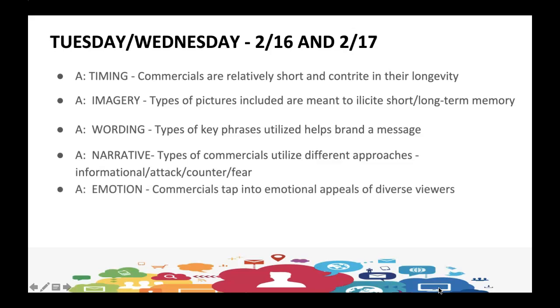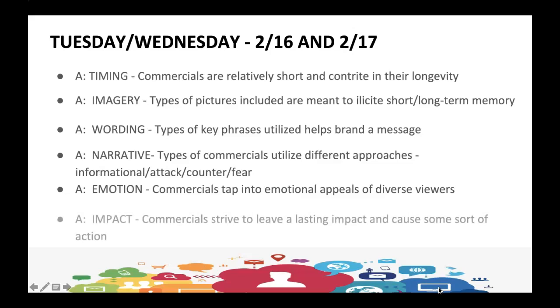Emotional appeals and tailoring to them can also be beneficial. Commercials tap into emotional appeals of diverse viewers accordingly, and sometimes the more emotional a commercial is, the more impactful it may be in the long term. Speaking of impact, overall, political campaign commercials strive to leave a lasting impact and cause some sort of action amongst the viewers. Whether it's showing up and showing out at the polls or, of course, voting a certain way, sometimes campaign commercials can drive voters to do different things in a positive and productive way that is conducive to the campaign's and candidates' needs. Let's proceed to the next question today.